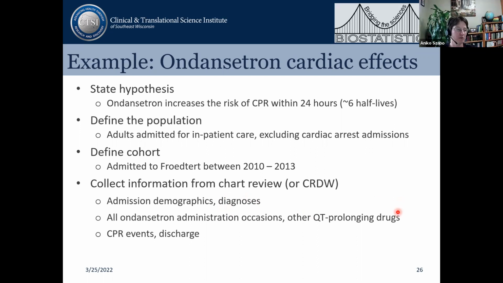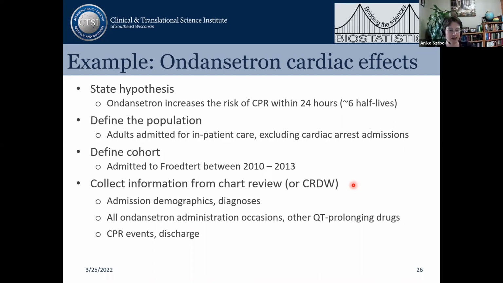Diagnosis was very important. Then we needed the information on when patients were administered ondansetron, which is in the pharmacy records in CRDW, and probably also other QT prolonging drugs, because there are loads of them. It was quite a lot of work to get a list and match them up, but it's possible. We also needed CPR events and when patients were discharged, since that defines their at-risk period: you won't have a heart attack in the hospital after you're discharged, or it won't be in the database linked to the same admission. So this is a case where we really have all the data in the CRDW.